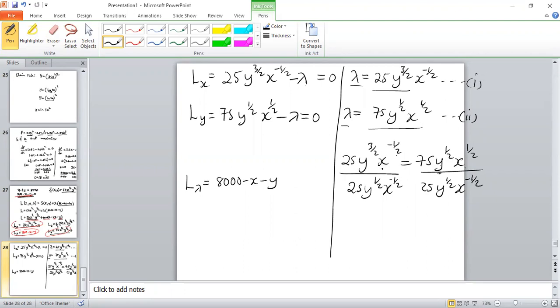The target is to eliminate, so this x and that x go. Now, since they are subtracting, y and this, remember the rule is when you're dividing, you subtract the powers. So it will be y to the power 3 over 2 minus half equals 75, and this and that go. Then 75 divided by 25, what do we get?